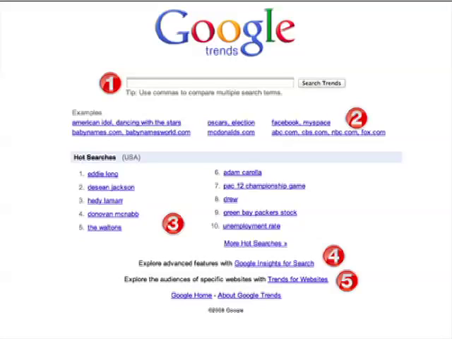Then again, number 4 is, as we've covered before, the Google Insights for the search terms, and then 5, we can look at some of the trends for websites and cross-section some of the audience. Google Trends is the name of this tool, and again, you can find it just by typing Google Trends into a search engine.